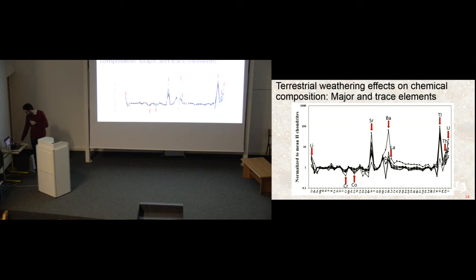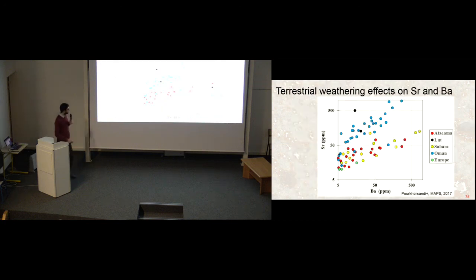But what we can learn from this, when we plot strontium and barium contents in meteorites from different deserts, is that the meteorites from Oman and also Lut, compared to the meteorites from Sahara Desert and the Atacama Desert, are more strontium rich. And it is because of the presence of high calcite in the soil of these deserts. So as you can see, by using these data, by analyzing a meteorite, we can even learn where this meteorite is coming from. So we see that the meteorites in different deserts show different chemistry, not only different mineralogy.